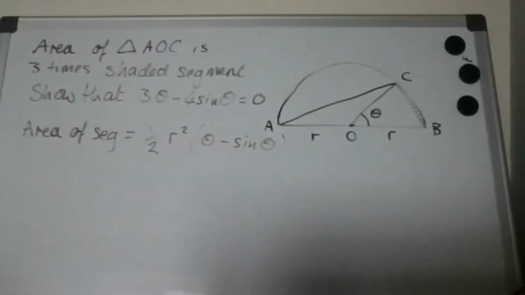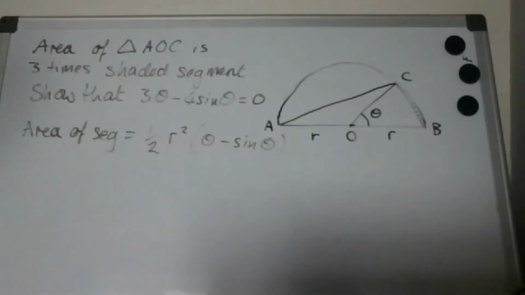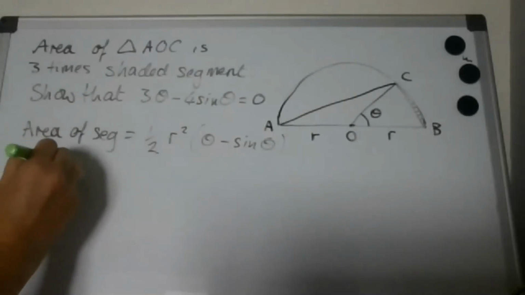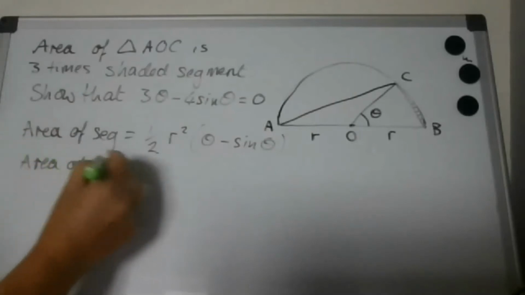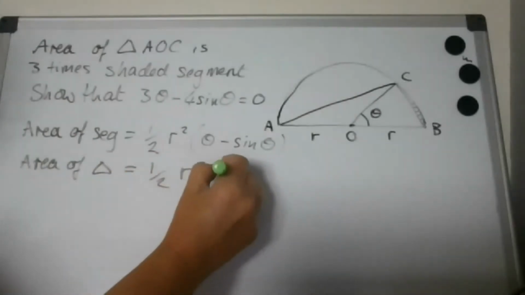I hope you can see that clearly enough. Okay, so that's the area of the segment. Then the area of the triangle, this triangle here, well, that's not a right angle triangle, of course, so we're going to have to use the formula. So area of triangle is equal to half r squared sine theta.